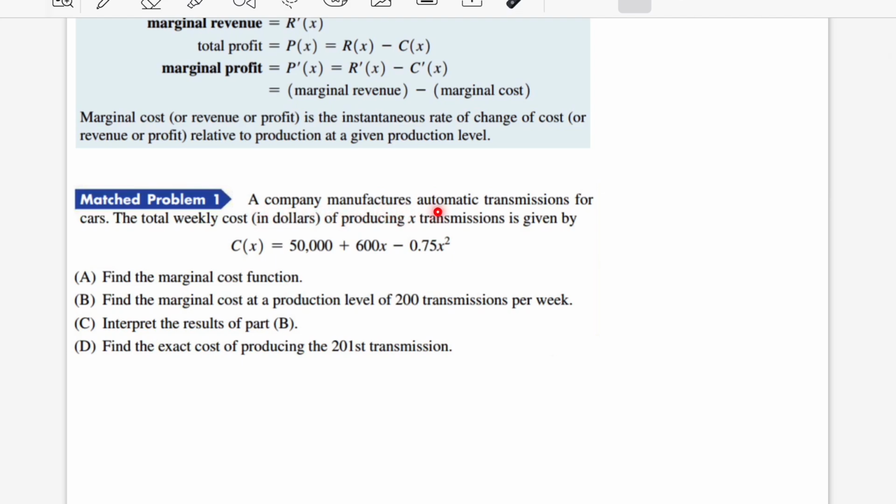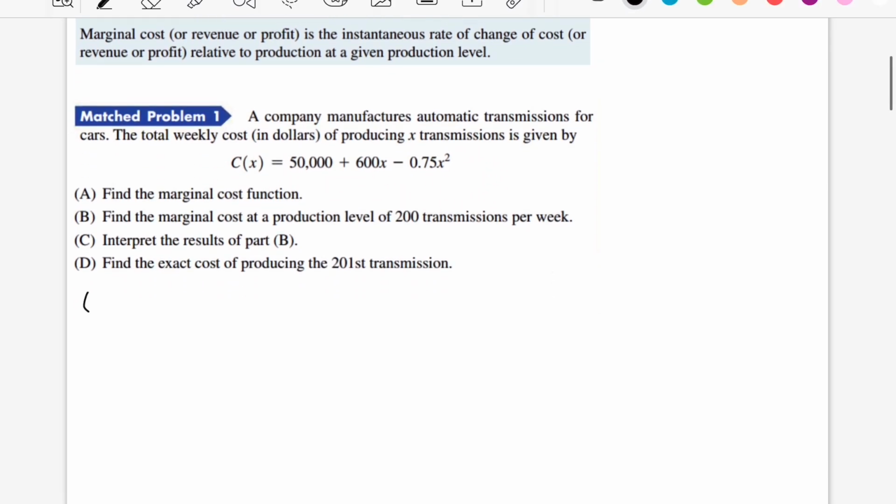So a company manufactures automatic transmissions for cars, and the total weekly cost in dollars of producing X number of transmissions is given by this cost function here. The first thing we want to do is find the marginal cost function. So this is part A. So all we have to do here is take the derivative of our cost function.